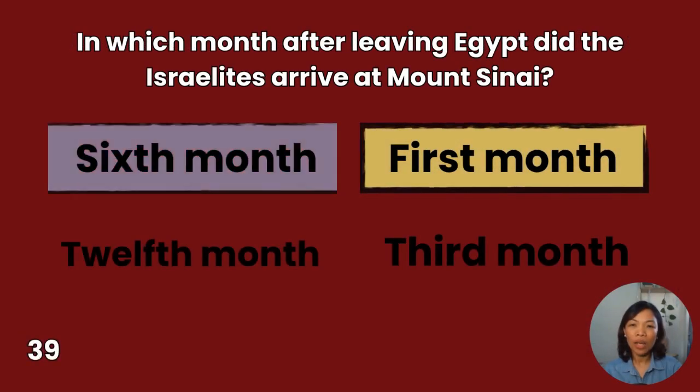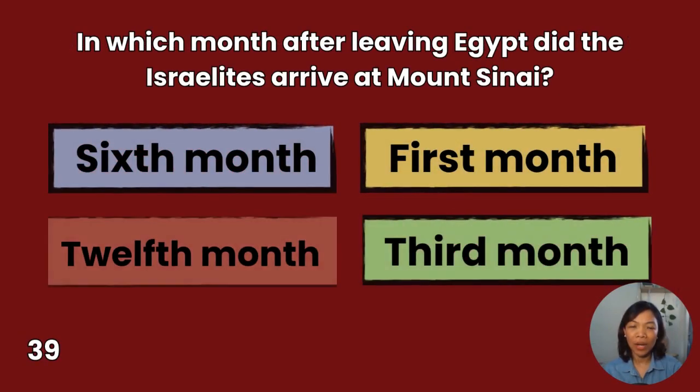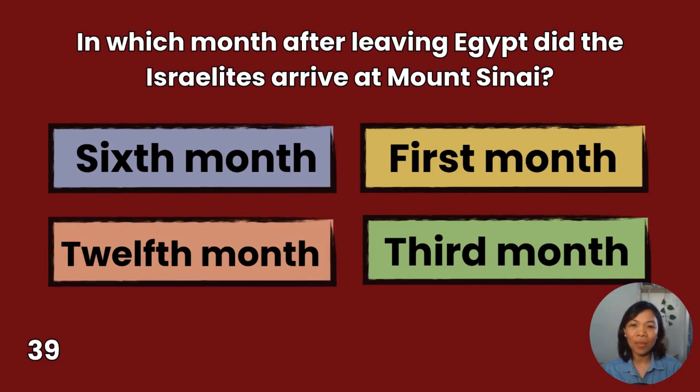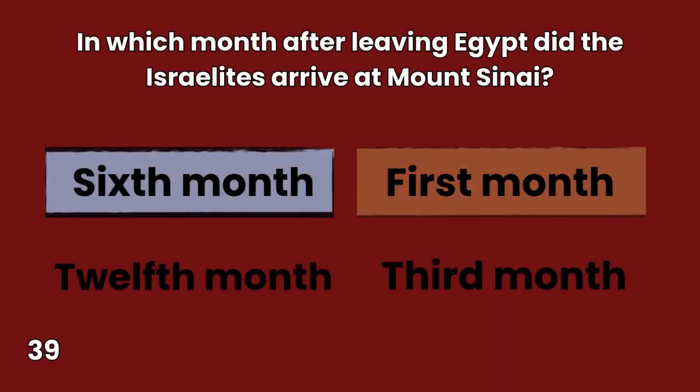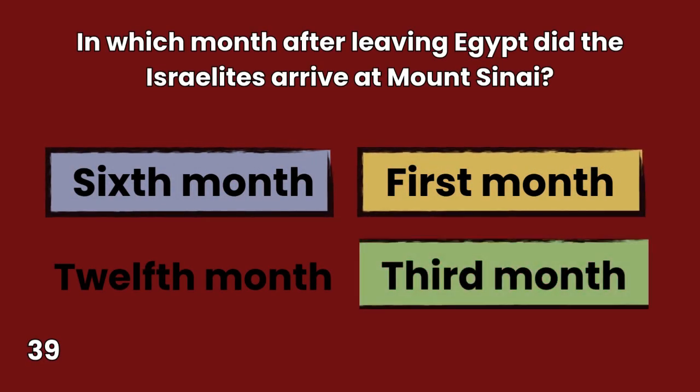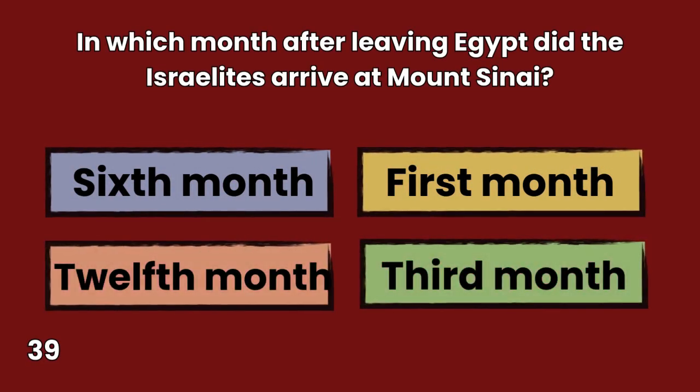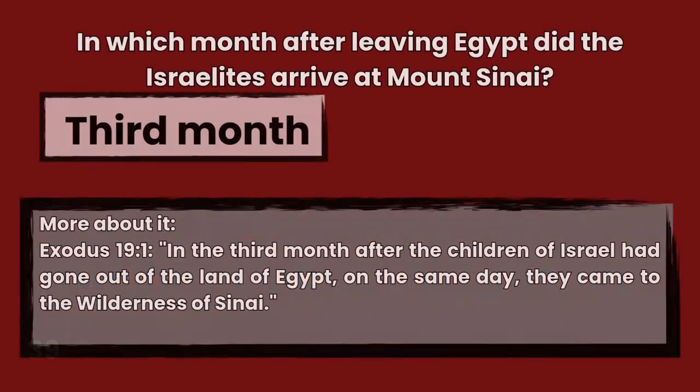39. In which month after leaving Egypt did the Israelites arrive at Mount Sinai? 6th month, 12th month, 1st month, 3rd month. You have 10 seconds to answer. The answer is 3rd month, Exodus 19:1. In the 3rd month after the children of Israel had gone out of the land of Egypt, on the same day they came to the wilderness of Sinai.